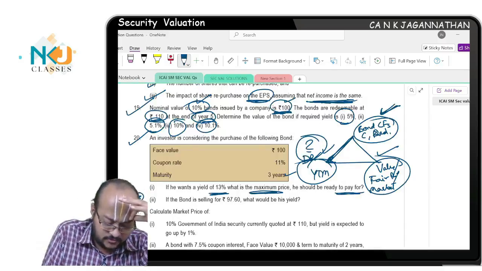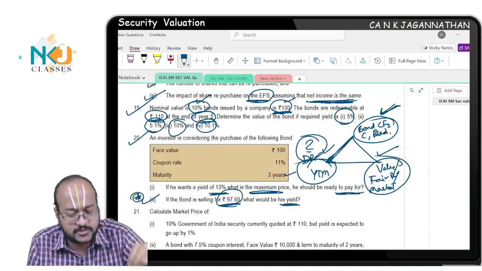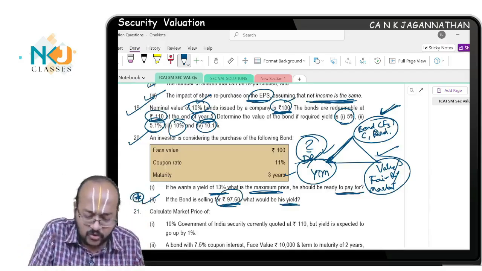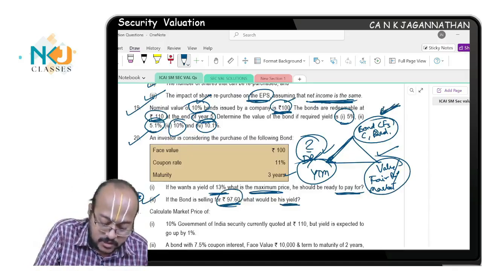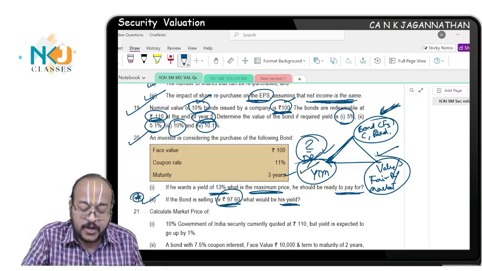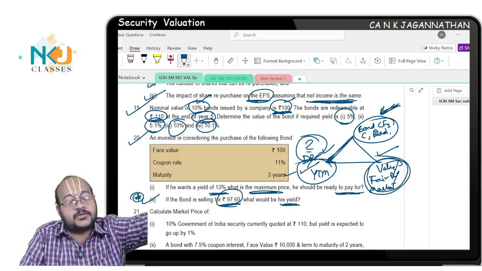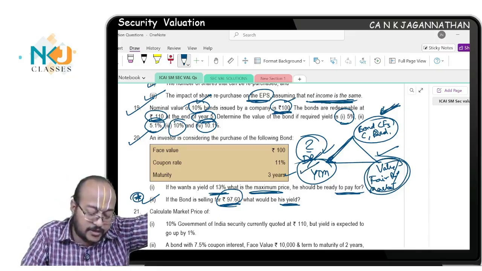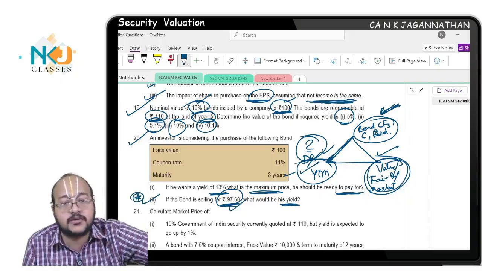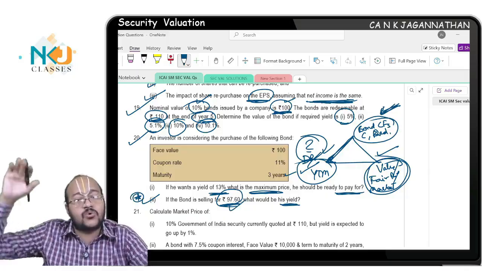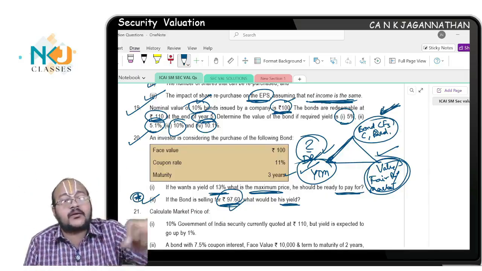Okay, the next segment is important. Mark this segment as important. If the bond is selling at 97.6, what would be his yield? Same way, I told you the bond triangle, bond cash flows you already know. But what they are asking is regarding YTM. They have given the market price, which means the bond is currently trading at 97.6 in the market. This will be your outflow, and you know the inflow for 3 years. Equate it, IRR, you need to find out.